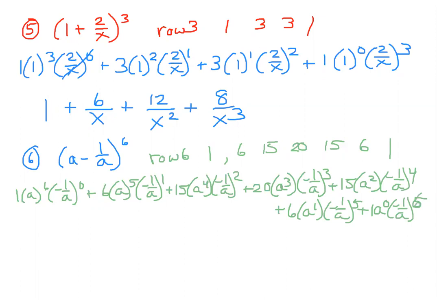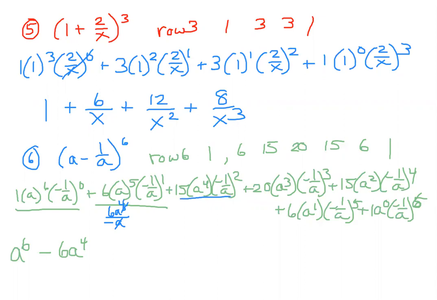So now we got to simplify this. This term right here simplifies to a to the 6th. And then this term right here simplifies to minus 6a to the 4th, because let's look at it for a minute. This is 6a to the 5th over negative a. So one of those a's is going to cancel and you get 6a to the 4th.